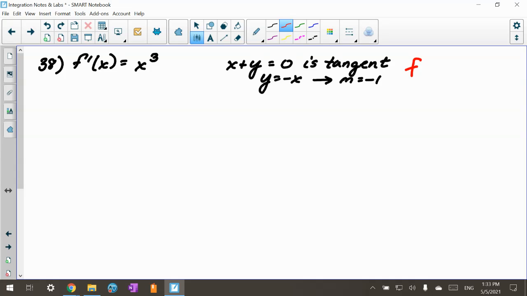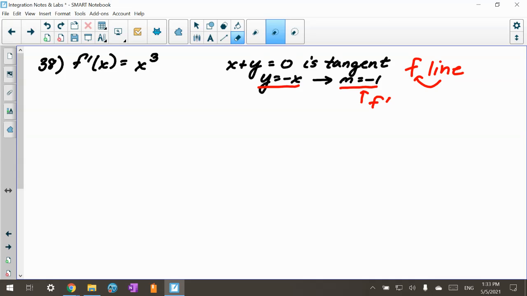Well, I want to show you what I did. I solved for y, so I have y equals negative x, so I know my slope is -1. Remember, that has to do with my first derivative, with f prime. So this line is tangent to f. I just want to make sure you understand what we're doing. By finding my slope, my rate of change, I can use that for my f prime, all right?